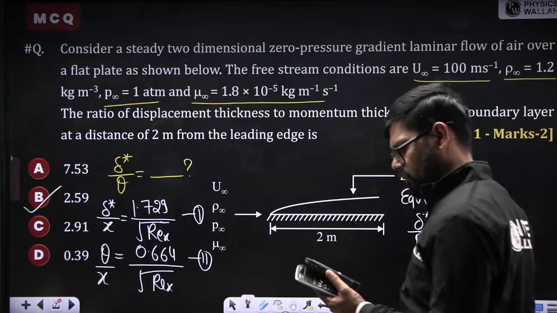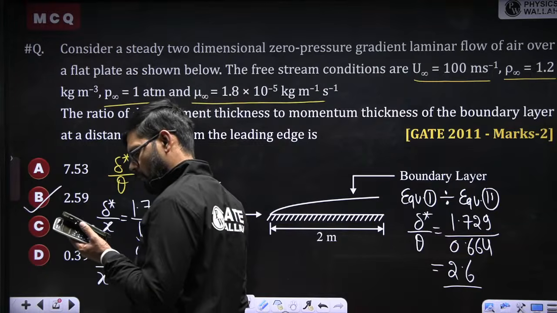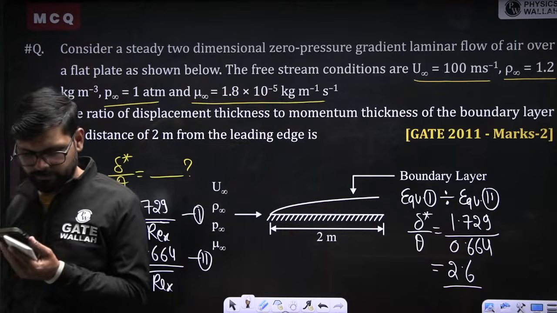Yes, 2.60, correct. Arya, sorry, not Aryan.